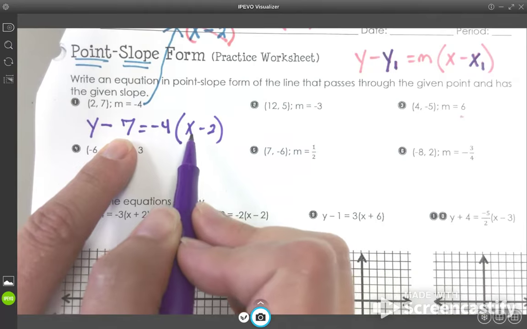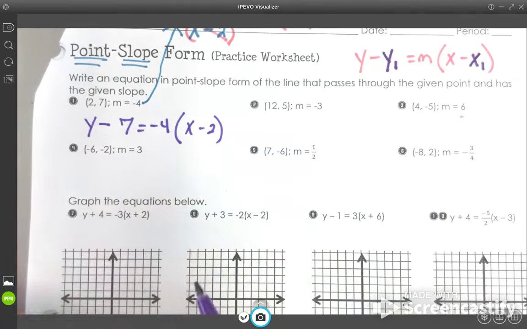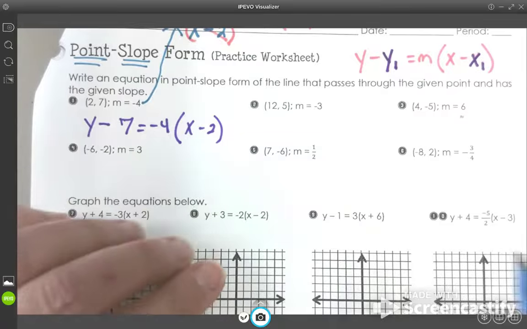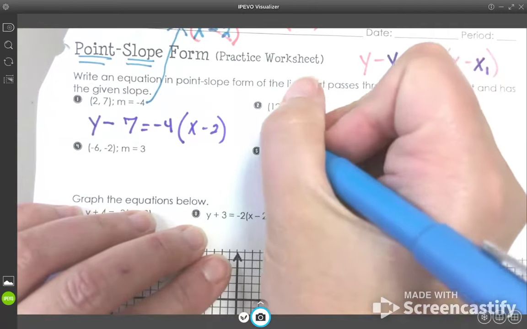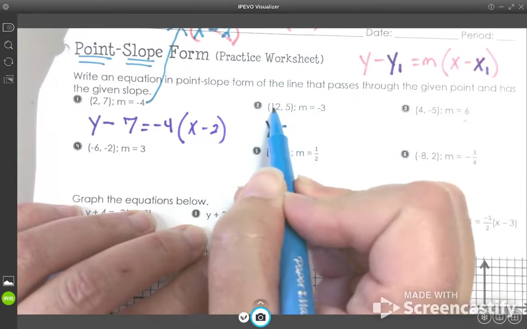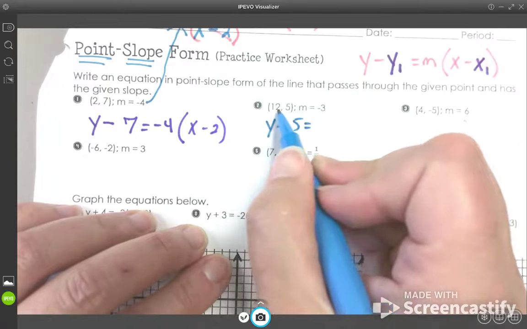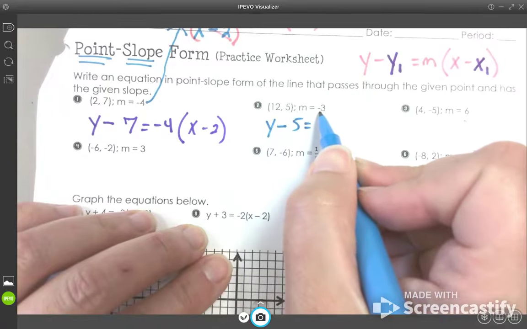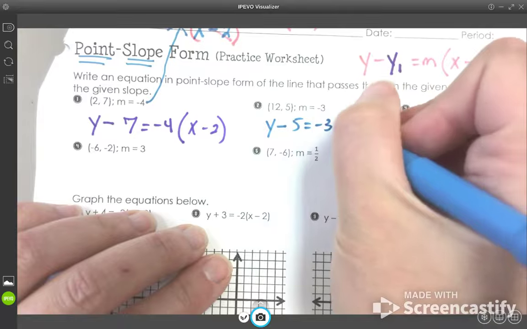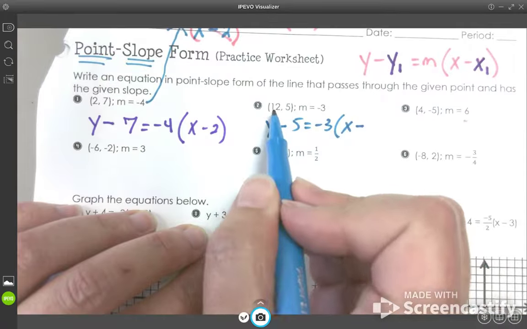That minus sign is part of the linear equation. This is a +2 and a +7. Okay? Fill in my blanks. Y minus, what's my y coordinate? 5. Equals my slope. What's my slope? My m. So -3 times x minus my x coordinate, 12.